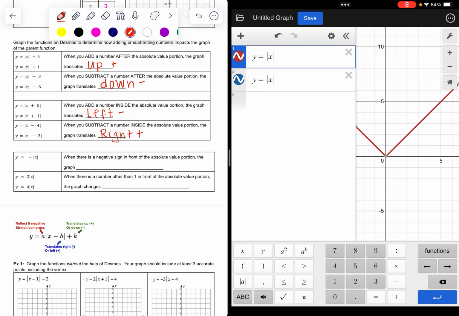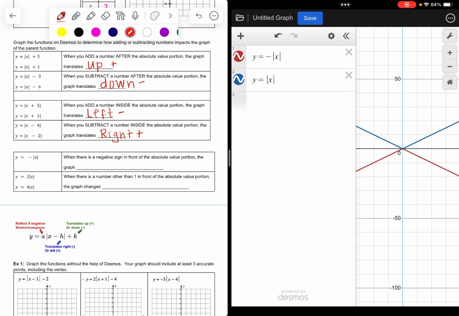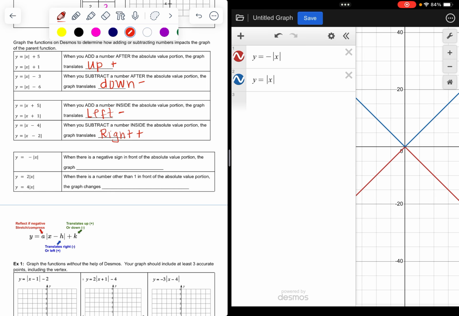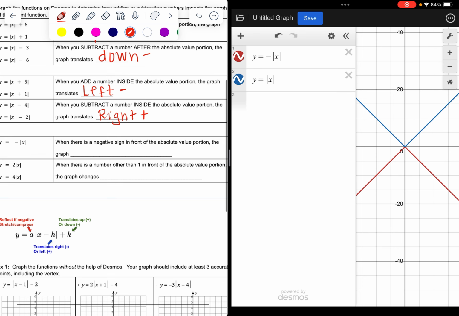We'll change this to negative. So the blue is our original, the red is the negative. Notice that it opens down when there's a negative in front. So it's going to be an upside down V if there's a negative in front.